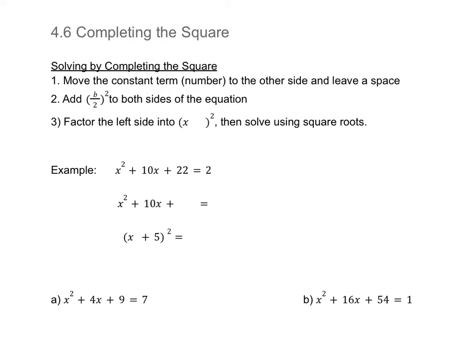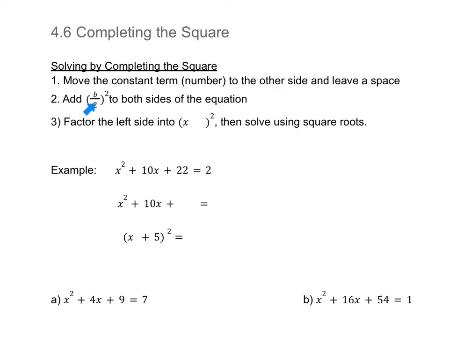Okay, so we've talked about completing the square and how you do that in the intro video. So now let's actually talk about solving problems by completing the square. The steps to do this: step 1, move the constant term, which is the number. So in this example right here, this 22 would be the constant. So you move that to the other side of the equation and leave a space.